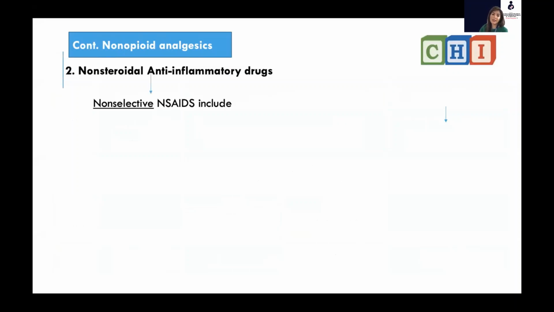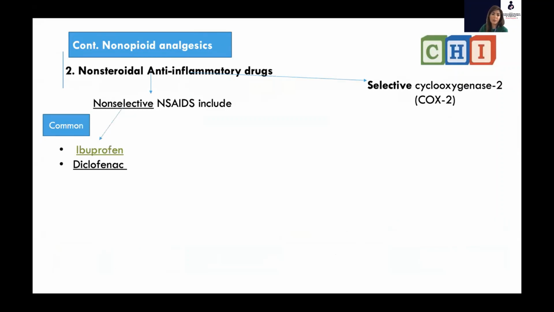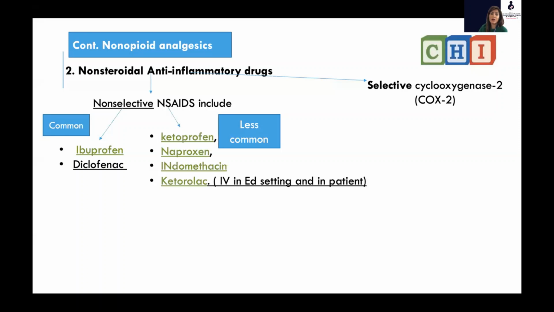For non-opioid analgesia, we do have 2 classes. The first class is the non-selective non-steroidal anti-inflammatory drugs. The second class is the selective COX-2, which is rarely used in the pediatric age group. The non-selective class includes the two common drugs, ibuprofen and diclofenac. Less commonly used are ketoprofen, naproxen, indomethacin, and ketorolac.